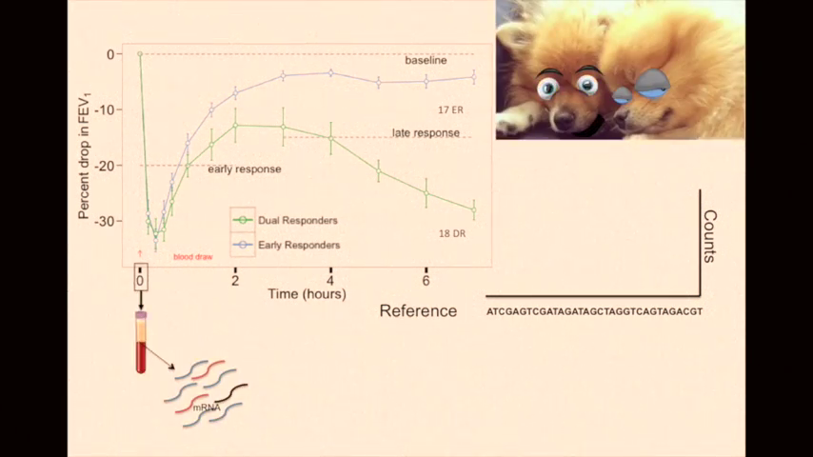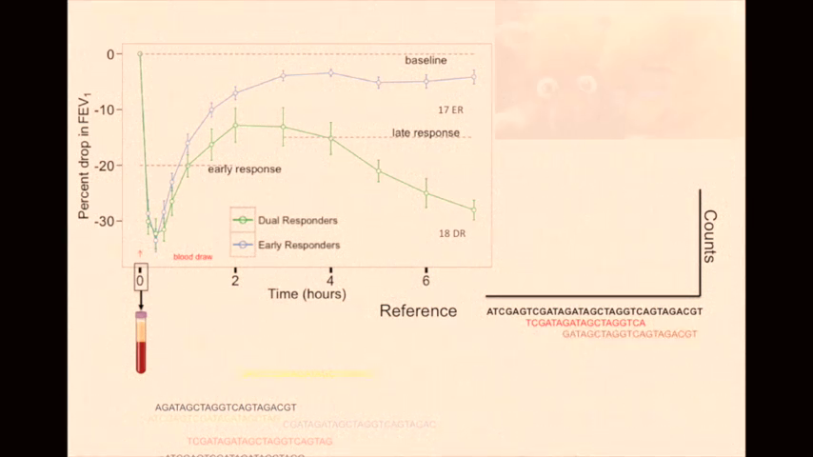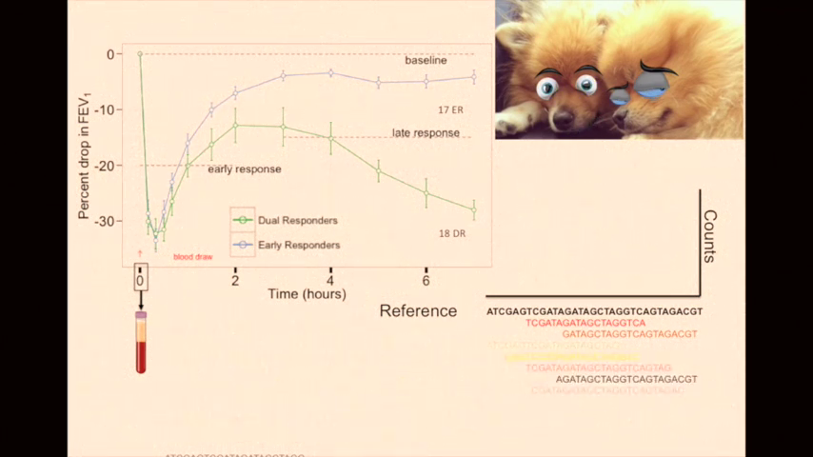Excellent! We can measure RNA molecules and see if their levels differ between early and dual responders. But how? We can use RNA sequencing technology, where RNA molecules are broken into fragments called reads, and their sequence of bases is determined. By aligning reads to known sequences of genes, we can determine how much a gene is expressed. Gene transcripts that best discriminate early and dual responders will form a biomarker panel.